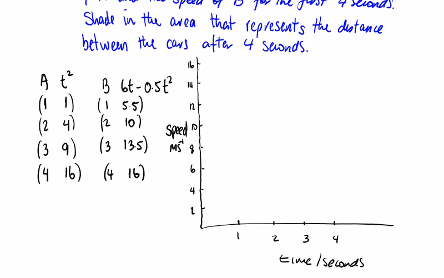So let's see, can we sketch this? Let's do them in different colors. Let's do A in red. So 1, 1 is approximately here. It starts at 0. 2, 4, approximately here. 3, 9 is approximately here, and 4, 16 is all the way up here. So quite steep growth after a slow start.